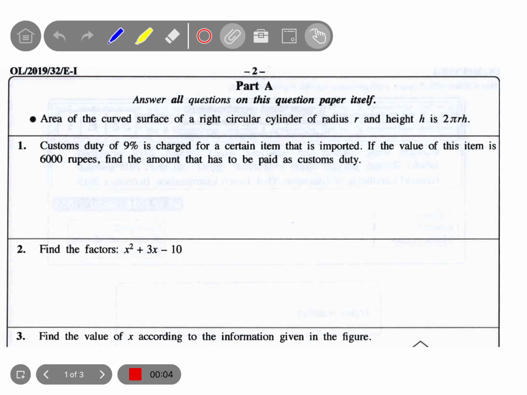Now, part A: answer all questions on this question paper itself. Make sure you answer within this paper, not on a separate paper. There are some other instructions given, as you can see. The area of the curved surface of a right circular cylinder of radius r and height h is 2πrh. So there is a question somewhere related to a cylinder.